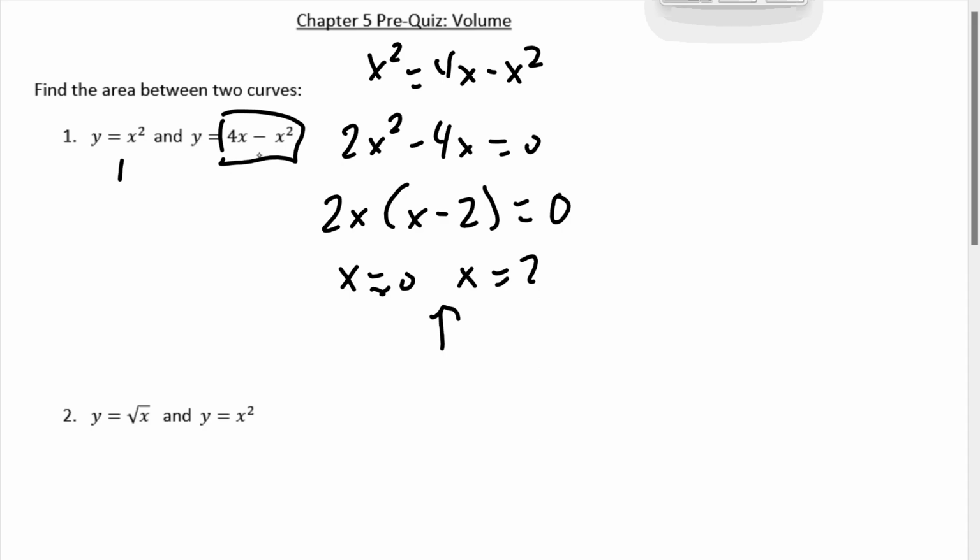Or I could graph it and I can see that that's a negative x squared, so it's going to look like this. And this one's a positive x squared, so it's going to look like this. So they intersect at these 2 points, 0 and 2.